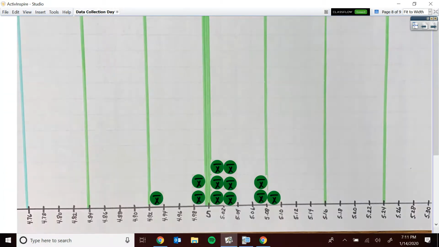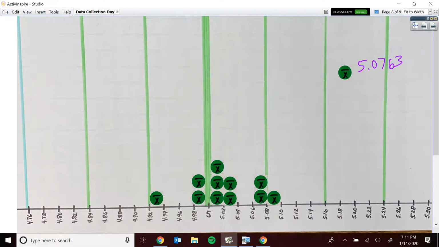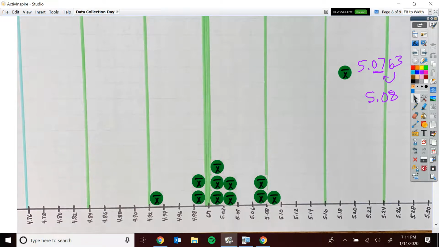So you will then come on over here, and you will see, I think I said my time was 5.0763 or something like that. But I would like you to be very careful and round correctly. Will you please round to 2 decimal places and round correctly? So if I had 5.0763, of course I got 0.07, but this 6 is going to make this round up to 5.08. So that affects where I'm going to put my data.